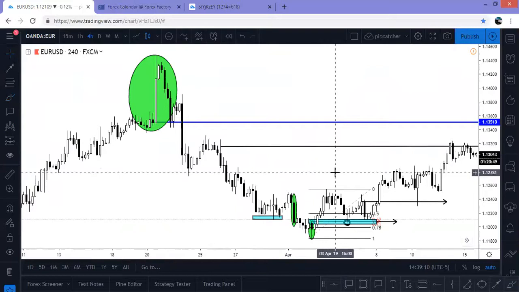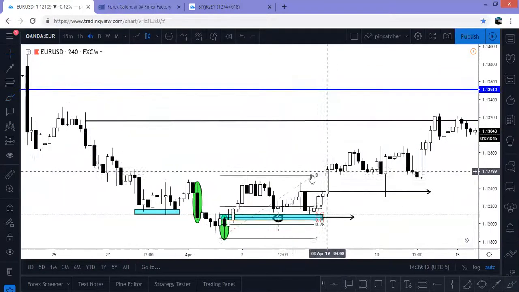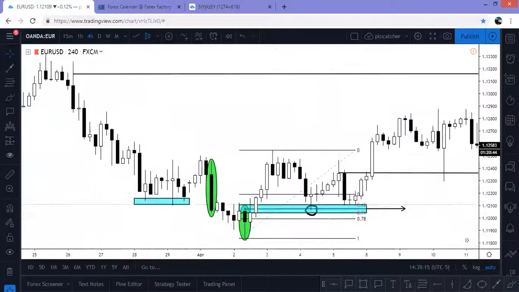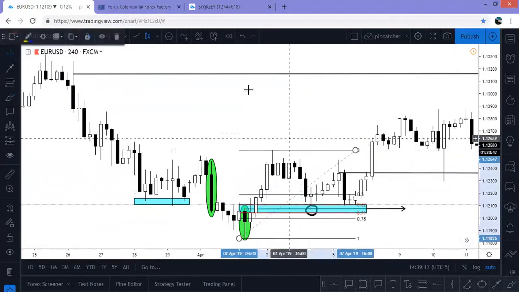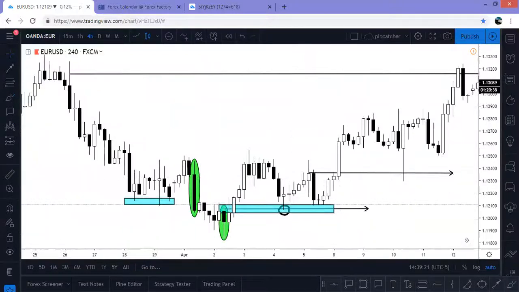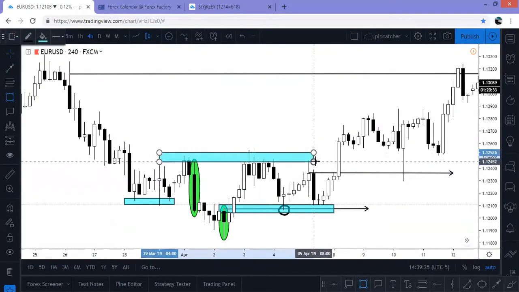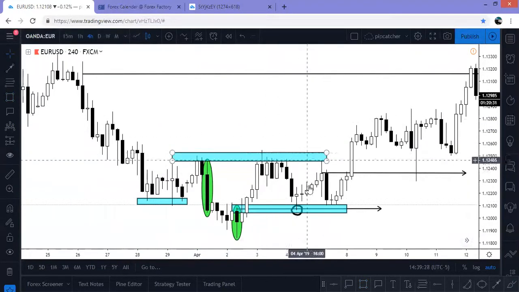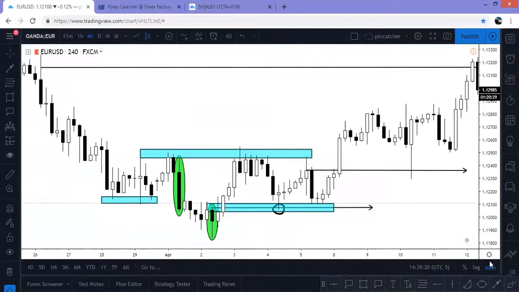Also, another thing you guys got to see is where liquidity could be at all times, right? At all times. So we created equal highs right here. We created a triple top, right? We created this triple top.